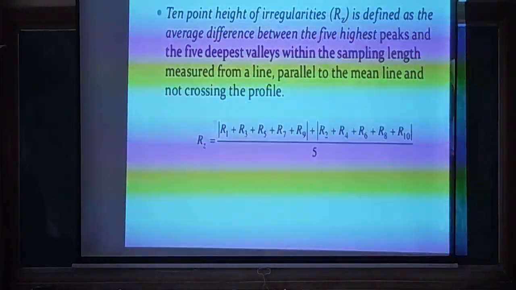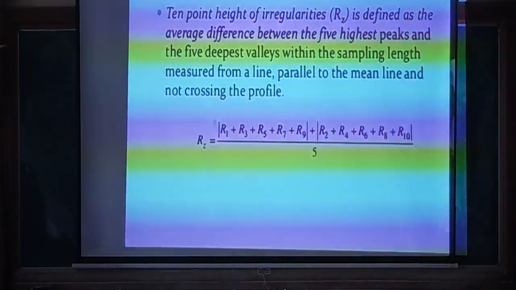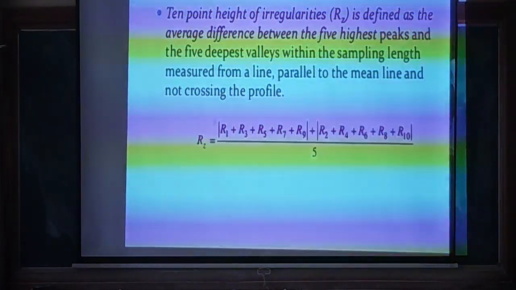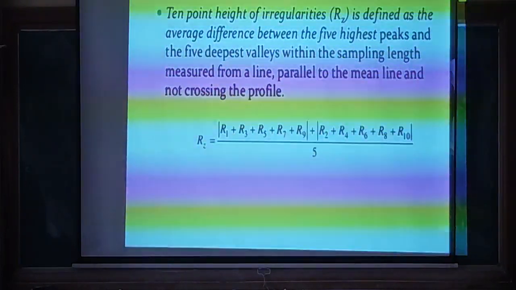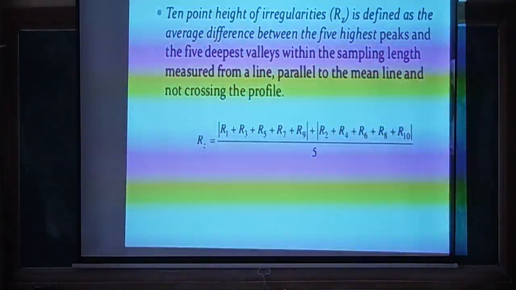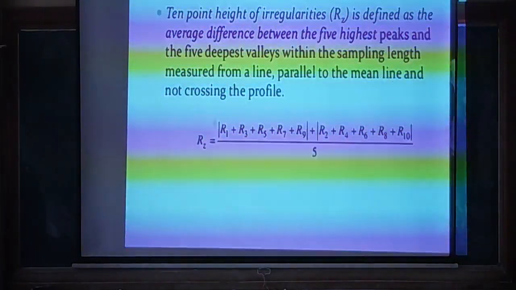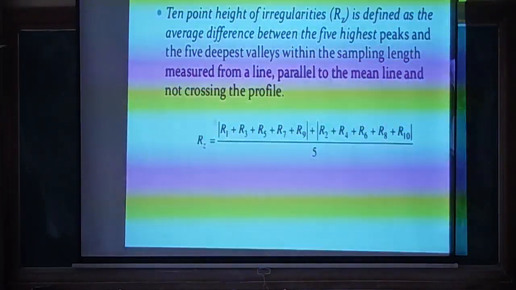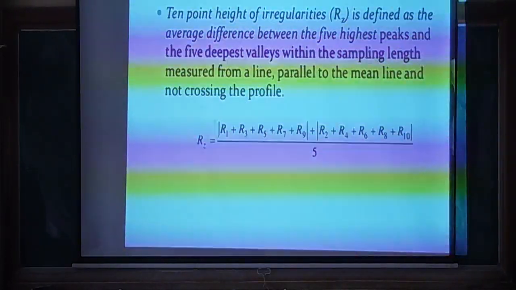So next is the 10-point height of irregularity, Rz. That's why I have told you the roughness characteristics are Ra, Rq, Rz, Sm and Pc. In that 10-point height of irregularities, Rz is defined as the average difference between the 5 highest peaks. We are taking the 5 highest peaks.